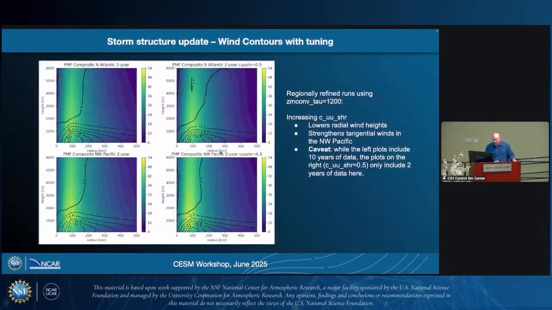With some tuning, using the reduced value of ZM tau and the increased value of CUU shear, I think we see that we're getting a little bit of a further reduction in the height of those radial winds. There is a caveat here. I wasn't able to use some of my latest results in the right-hand column here. I ran this experiment out for longer, which I think might improve the statistics, especially in the North Atlantic, where I think the N value is maybe a little small. But because of the computers being down, I wasn't able to get to that just before the talk.